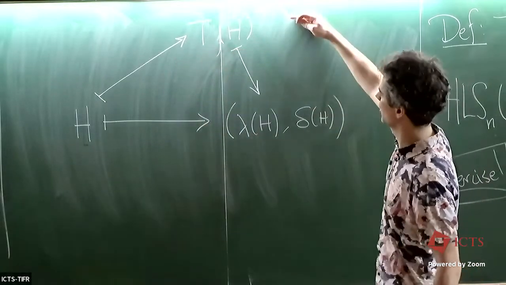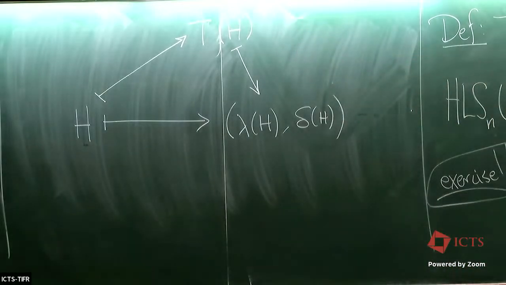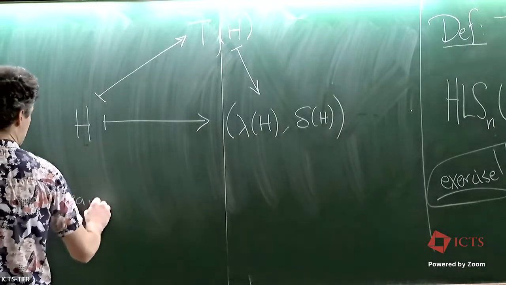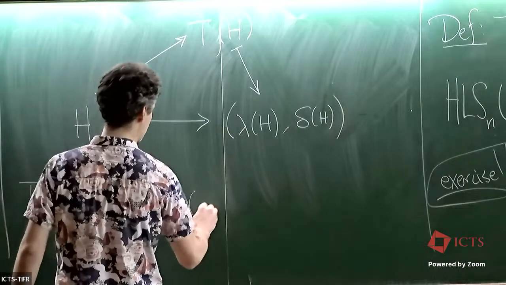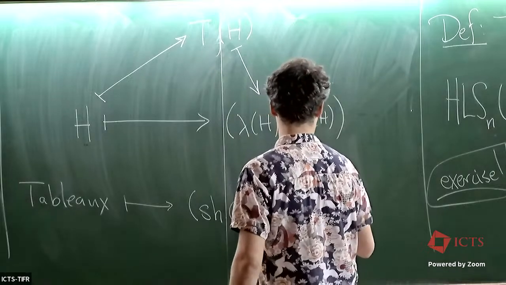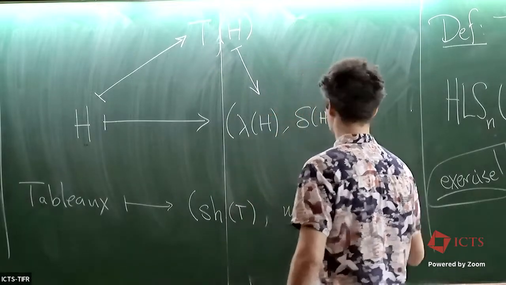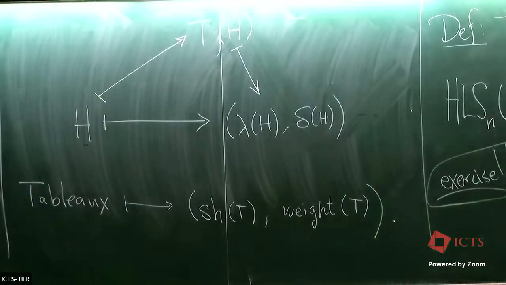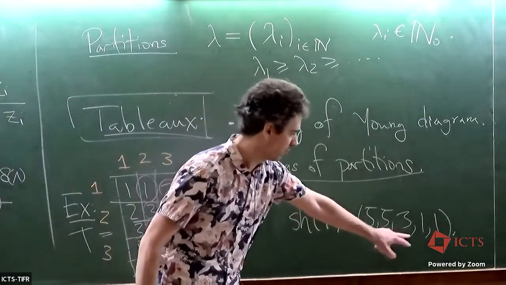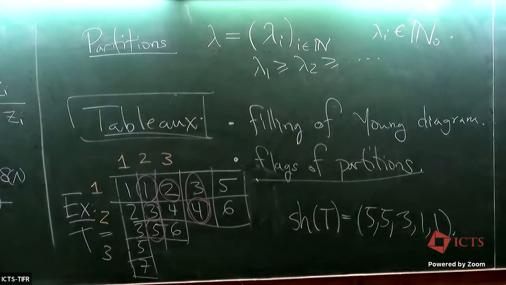Now, how does a tableau give us these two pieces of information? Let's go back to what we know. Tableaux have what? They have a shape. And I believe Amri talked about this. They have a weight vector. I'll say it just in case it's been a while. A weight vector is the vector that counts the occurrences of the labels. So the shape of T is 5, 5, 3, 1, 1. That's a partition, all right, because it's a Young diagram. The Young diagram comes from a partition.